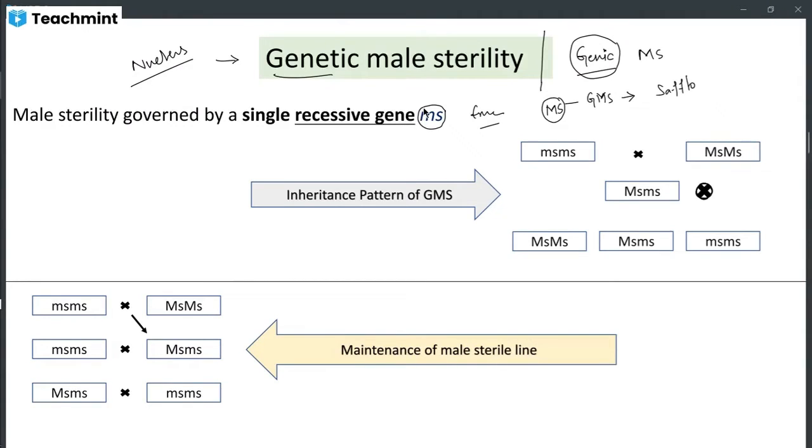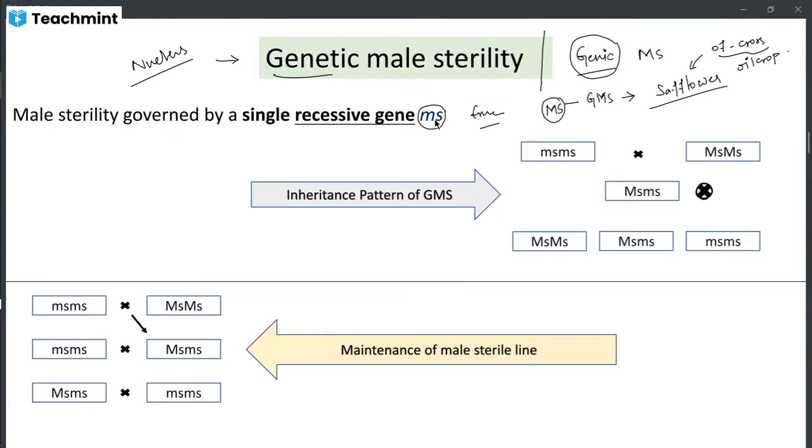We also discussed that safflower is an example of an often cross pollinated crop, which is an oil crop. So please remember, most of the time genetic male sterility is governed by a single recessive gene, that is small ms. But an exceptional case where genetic male sterility is governed by a dominant gene, that is capital MS, is seen in safflower. So now we will see the inheritance pattern of genetic male sterility.